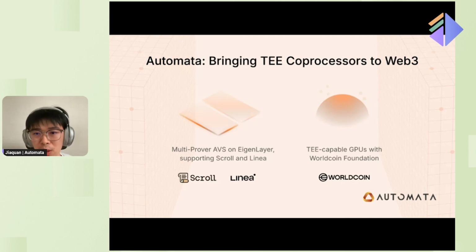Currently, our multiple AVS on EigenLayer support both score and linear networks. And there are around 70 operators joining our AVS. We are also extending our impact to other rollup networks. Besides working with the Worldcoin Foundation, we are trying to use TEE-compatible GPUs, the NVIDIA H100, to extend the influence of the TEE technology stacks.